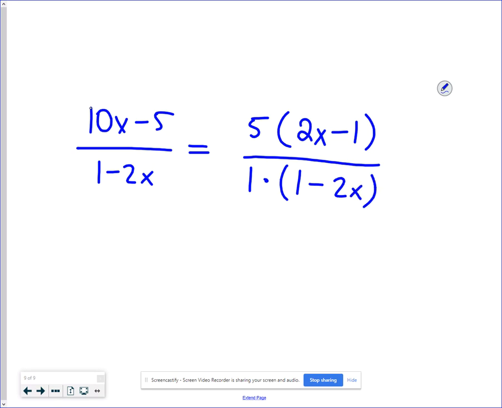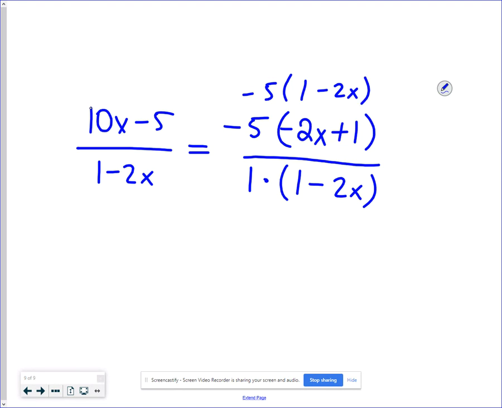Now, do we have any common factors? Can I mark out anything? No. As it's written right now, I can't mark anything out. But we saw that trick on the first one. Because look, we've got 2x minus 1 and 1 minus 2x. Those are opposites. So instead of pulling out a positive 5 on top, I could have pulled out a negative 5. If I pull out a negative 5, that changes the 2 to a negative and the 1 to a positive. So the top I could rewrite as negative 5 times the quantity 1 minus 2x.